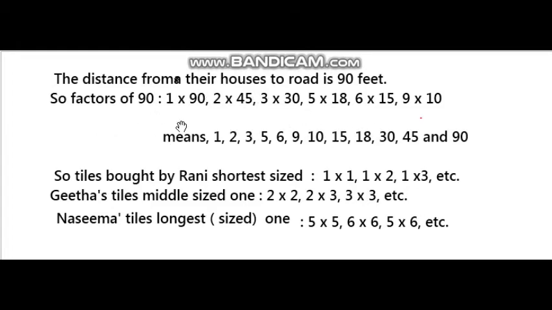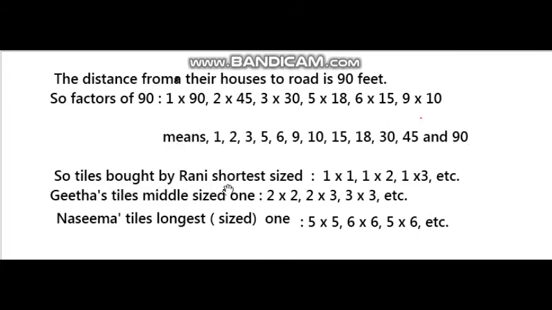So let's do it. Here the distance from their houses to the road is 90 feet. So factors of 90 are: 90 into 1, 2 into 45, 45 2s are 90, 9 1s are 90, 3 30s are 90, 18 5s are 90, 15 6s are 90, 10 9s are 90. That means 1, 2, 3, 5, 6, 9, 10, 15, 18, 30, 45 and 90. These all are the factors of 90.